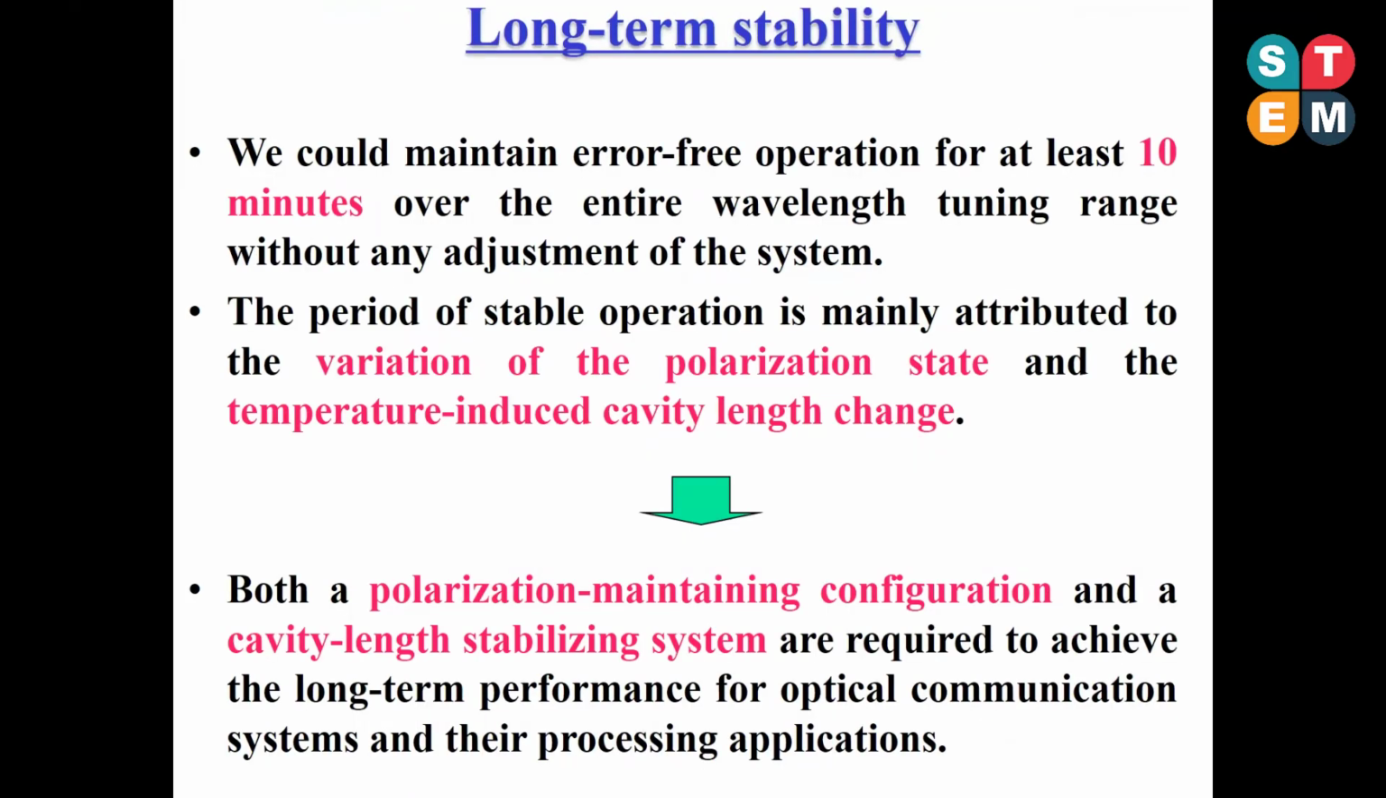Next, we discuss the long-term operation. In our measurements, we could maintain error-free operation for at least 10 minutes without any adjustment of the system. The period of stable operation is mainly limited by the variation of the polarization state and the temperature-induced cavity length change. Therefore, both a polarization maintaining configuration and a cavity length stabilizing system are required to achieve the long-term performance for optical communication systems and their processing applications.